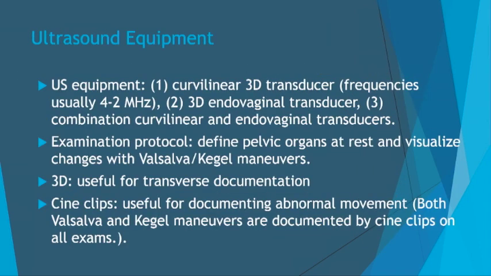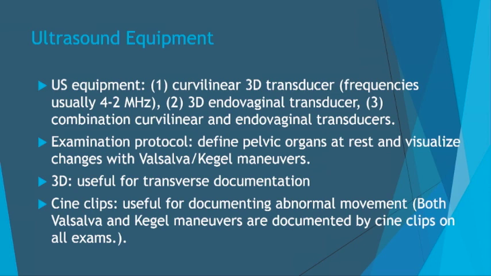Well, the ultrasound equipment, which can be used for this examination, include a curvilinear 3D transducer, and in my laboratory, we use a relatively low-frequency transducer, which is between 4 and 2 megahertz. One can also use, as Dr. Pretorius noted, a 3D endovaginal transducer, and in some laboratories, a combination of both of these transducers is used. Any examination protocol should include not only documenting the organs at rest, but they should also be documented with the patient performing Kegel and Valsalva maneuvers.